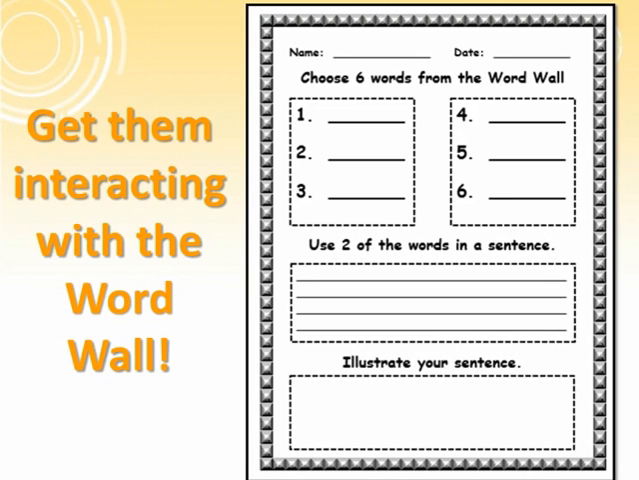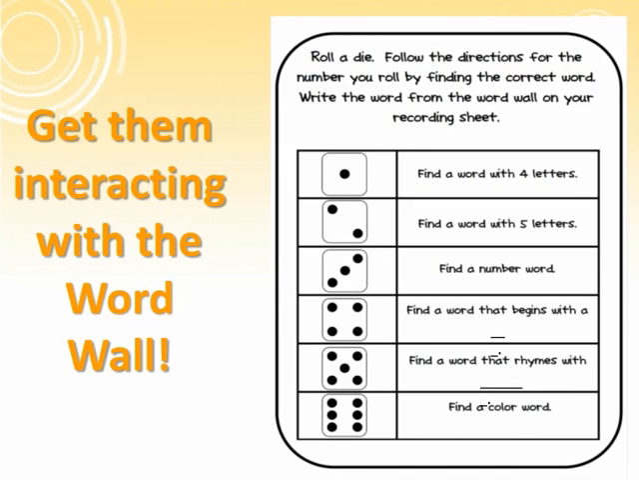This graphic organizer is a great way to have your students interacting with the word wall. Choose 6 words from the word wall and have the students record them on their graphic organizer. Then have them use 2 of the words in a sentence. Lastly, they would illustrate the sentence. The graphic organizer is included as part of the handout package. This word wall game is also part of the handout package. There is a second page on which the students record the words that they find according to the roll of the die.